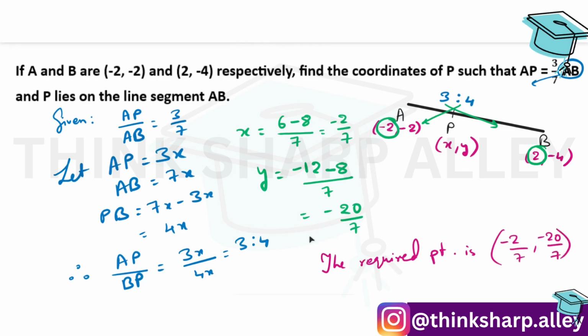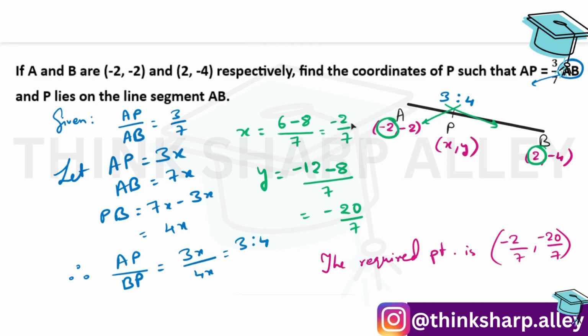So what is the key takeaway from this question? Remember, in section formula, we need the ratio in the form AP is to PB. If it's given differently, we must first convert it. So do pay attention to how the ratio is given before applying the formula.